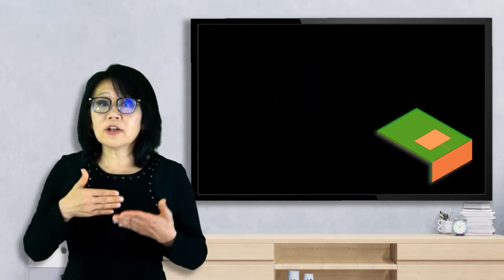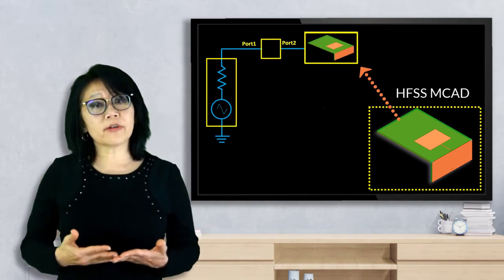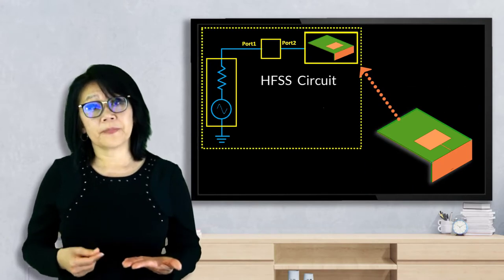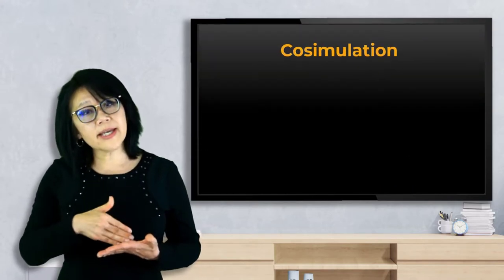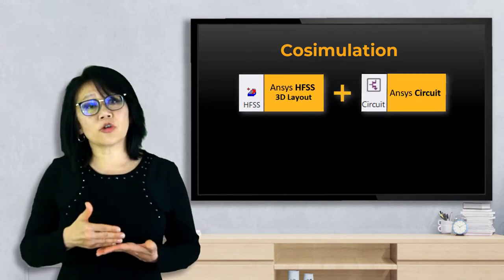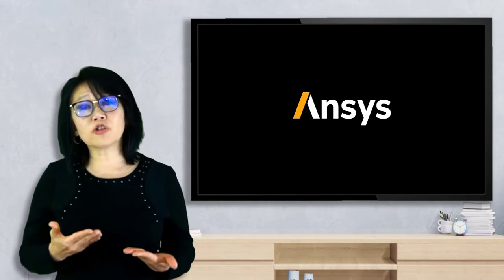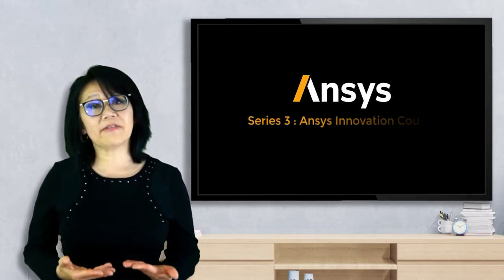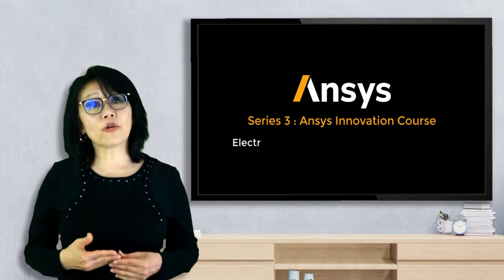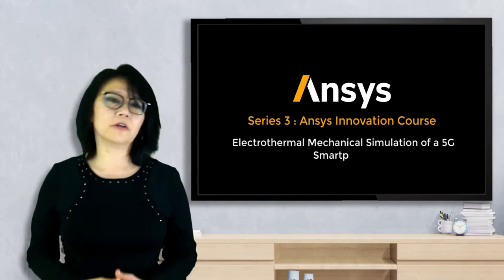In a different video module, we also showed how to use HFSS MCAD, the mechanical CAD solution or user interface, with HFSS circuit. And in this module, we'll use the ECAD or the HFSS 3D layout with HFSS circuit to demonstrate the method of co-simulation. This module is part of a larger Series 3 ANSYS Innovation course on the electrothermal-mechanical simulation of a 5G smartphone.